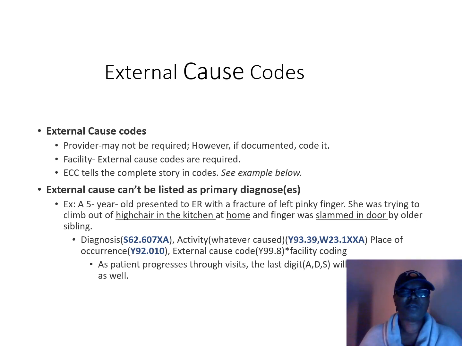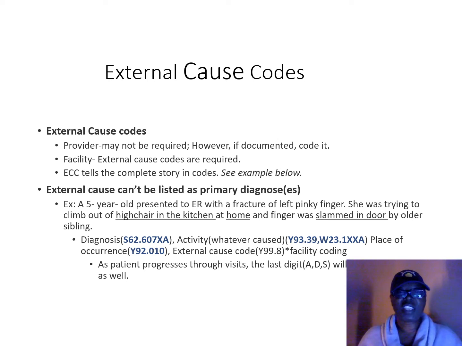Okay, so again, we have a 5-year-old who presented to the ER with a fracture of the left pinky finger. Again, so what happened? How did she receive this fracture? She was trying to climb out of her high chair in the kitchen at home, and her finger was slammed in the door by an older sibling. So our diagnosis that should be listed if you're on the facility side should be S62.607XA, which is an actual fracture of the pinky.